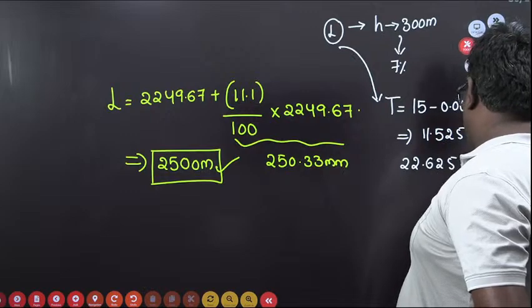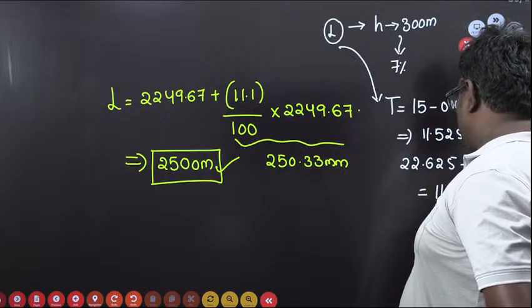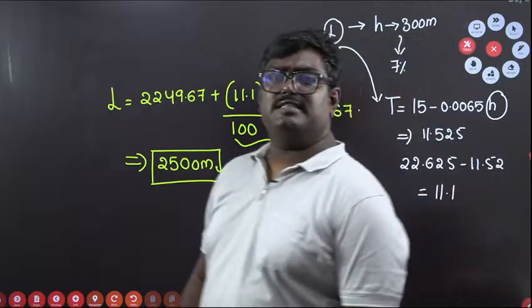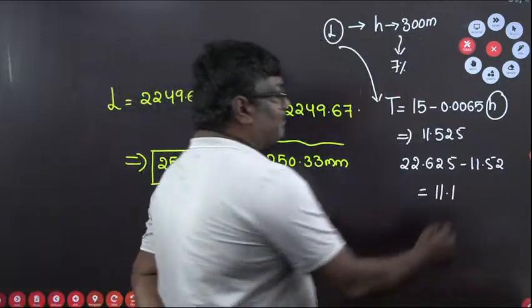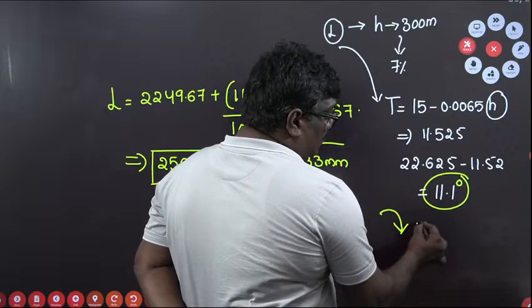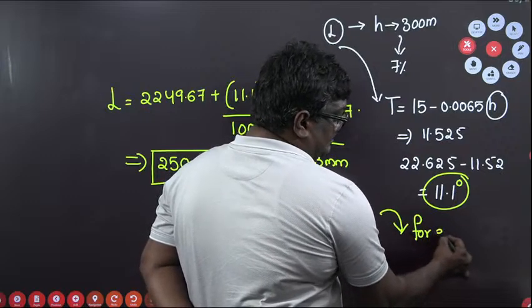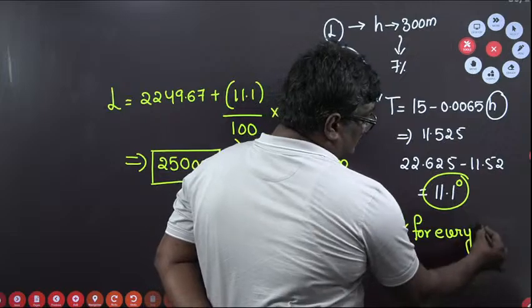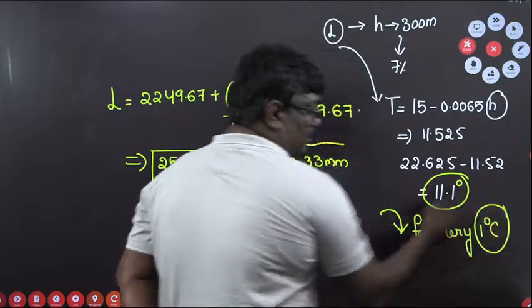Here, let me tell you another important concept. What is the difference in temperature? We got 11.1 degrees. Now, let me tell you, for every 1 degree rise, this is also important. You can ask me, actually I forgot to tell you there.